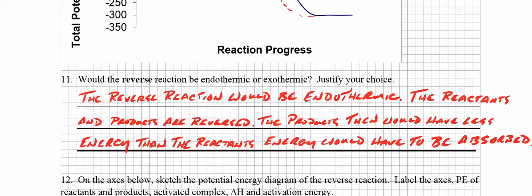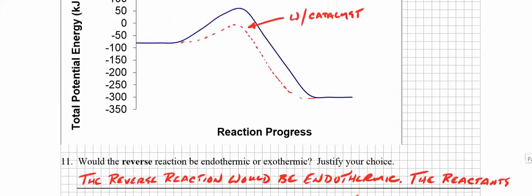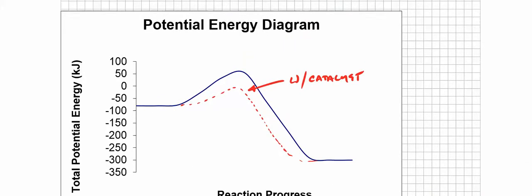Would the reverse reaction be endothermic or exothermic? Justify your choice. Well, in order to understand whether it would be endothermic or exothermic, we have to imagine this curve in the opposite direction with reactants on the product side and products on the reactant side. If that happened, as you can see, the new reactants would be lower in energy than the products, right? And so that's what it would look like.